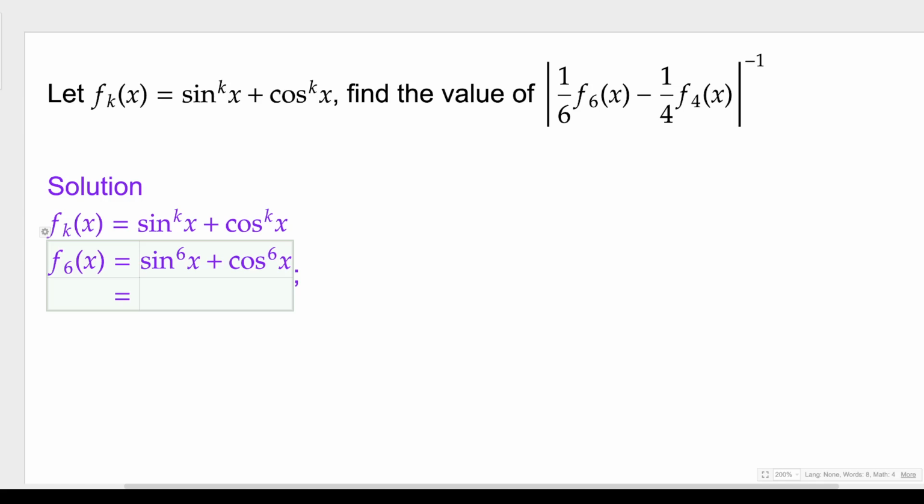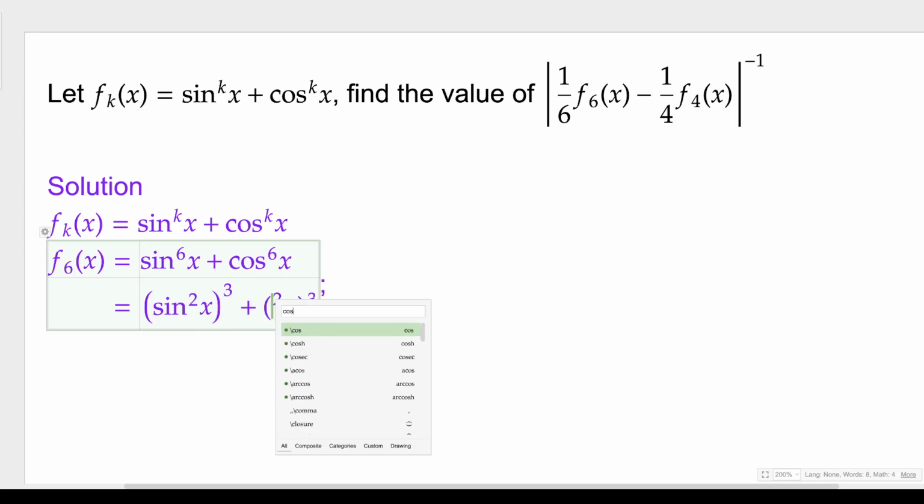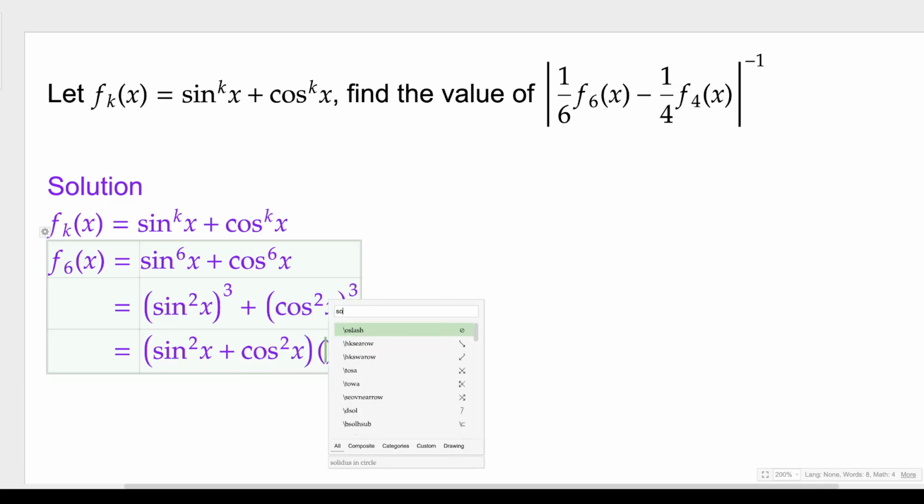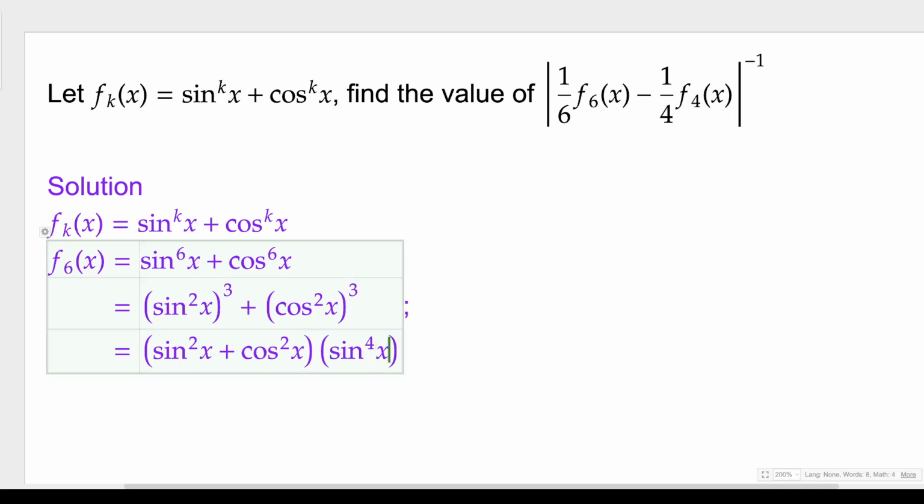So this one, if you observe, I can write as sin square x and here power 3, and similarly the same thing I can do for cos as well, right? So this will be cos square x to the power 3. Next I will be using the identity a cube plus b cube, which is a plus b times a square plus b square minus ab. So that is sin x power 4 plus cos x power 4, minus sin square x times cos square x. This is the identity that we know.